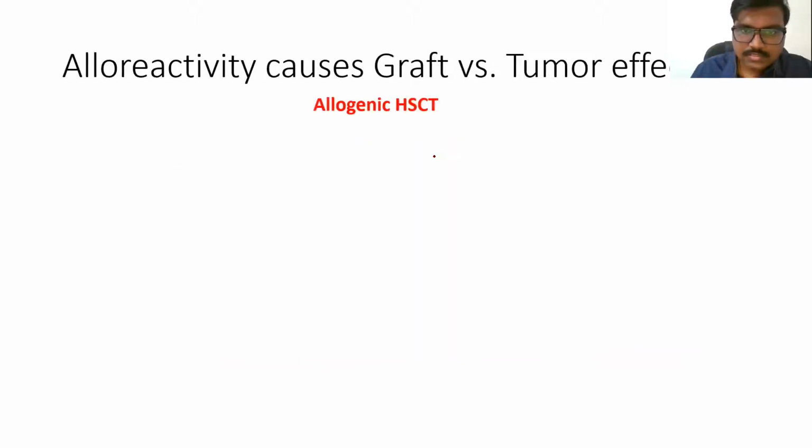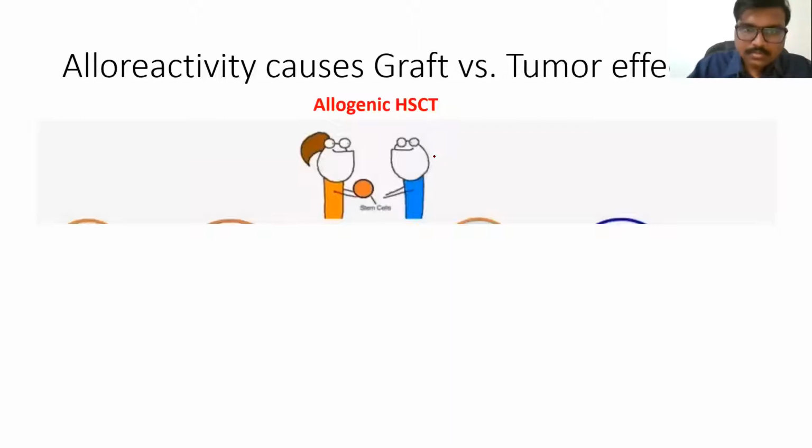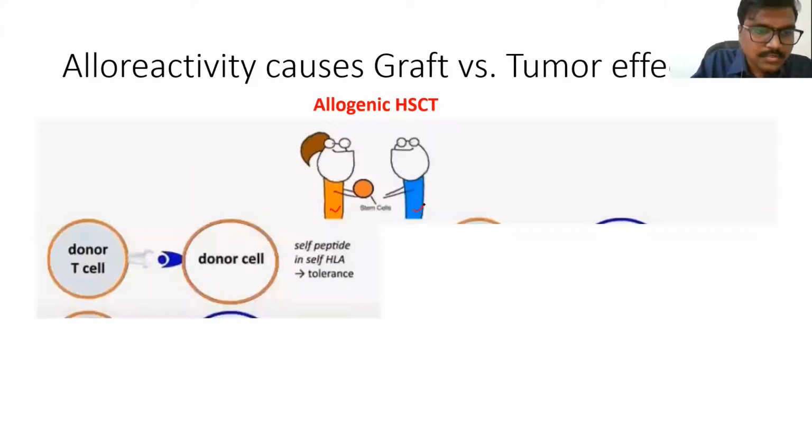Whereas in allogeneic, the orange is represented by the donor and blue is represented by the recipient. Here the donor T cell recognizes self. For example, there are T cells in the stem cell harvest. Sorry, these are the stem cells, and these are the T cells. In the stem cell harvest, the donor T cells do not mount a response against the donor's own stem cells, because they have self peptide and self HLA, and this leads to tolerance.